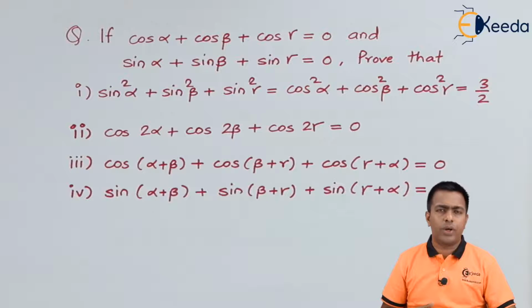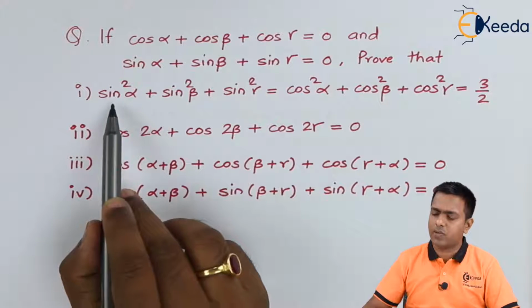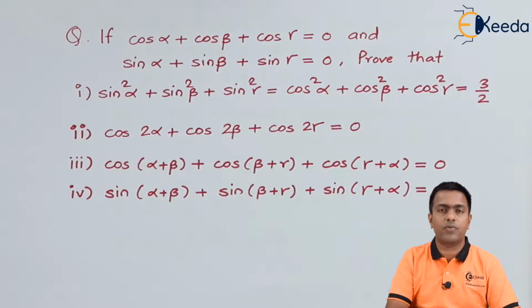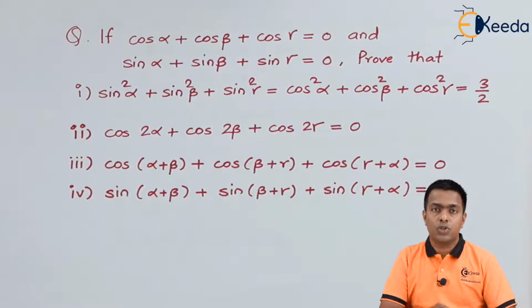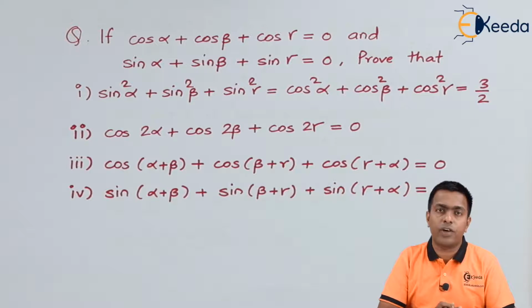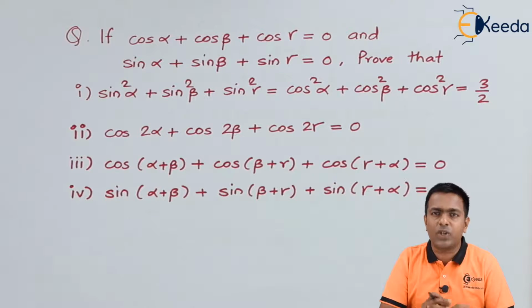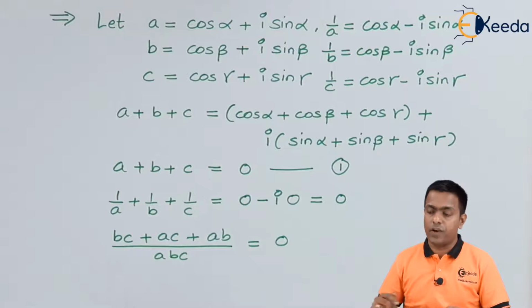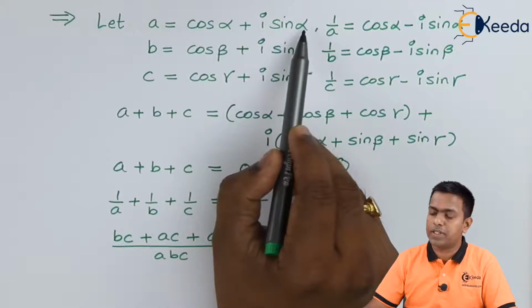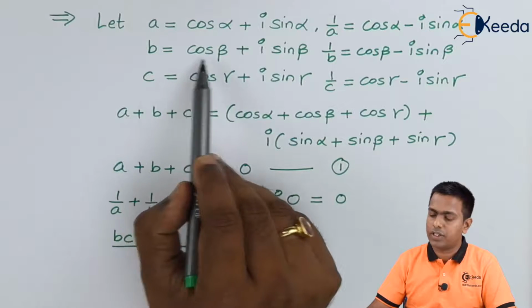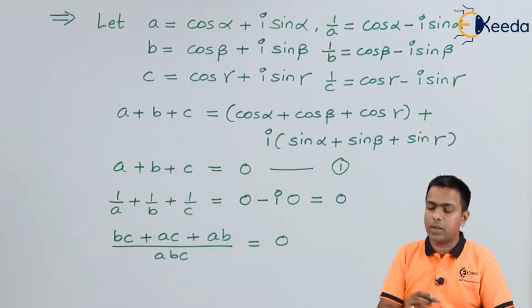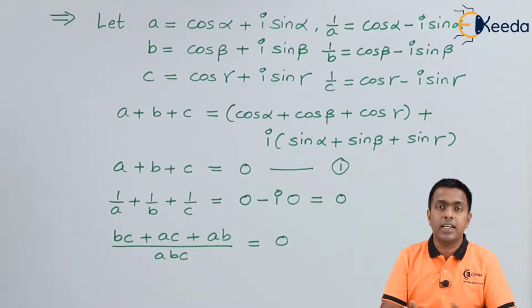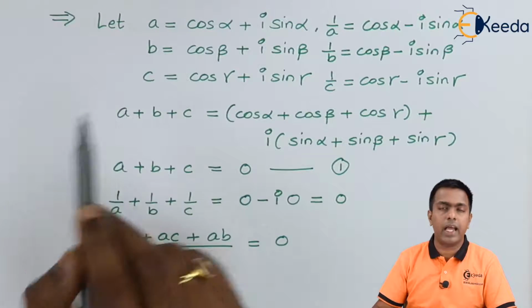So now guys, to get the first result, that is the sine square alpha plus sine square beta plus sine square gamma, what we must do? So we should take the square of the trigonometric function, and to take the square of the trigonometric function, we have to take the square of the complex number. So it means we have to take square of this cos alpha plus I sin alpha. Similarly for this cos beta plus I sin beta and cos gamma plus I sin gamma. It means guys, I have to take square of A, B and C.